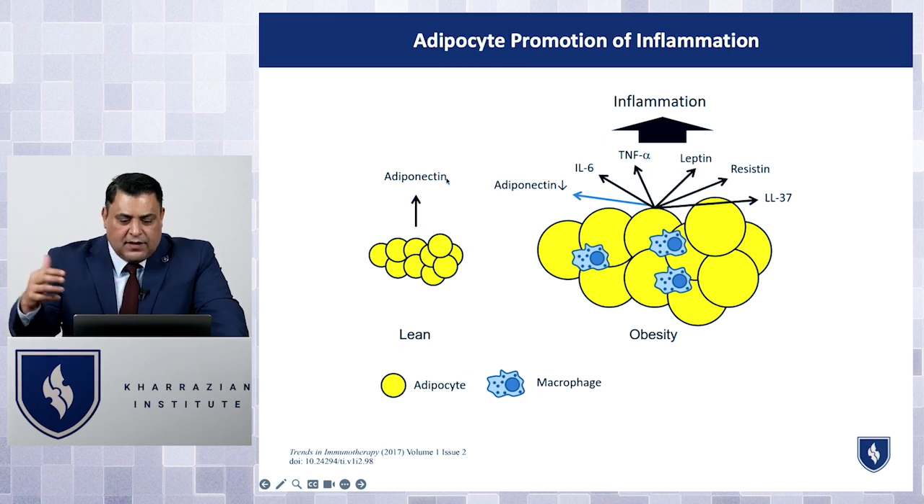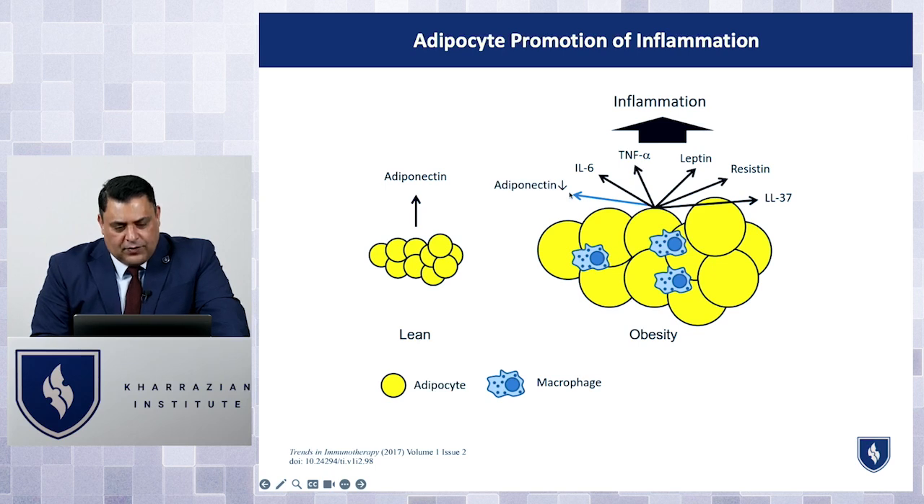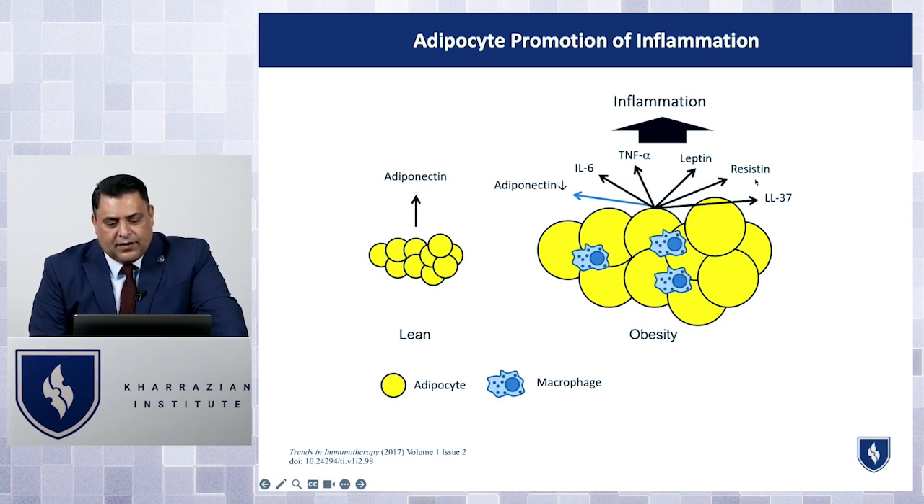Now, with obesity, when there's increased body fat, when these adipocytes enlarge, the adiponectin levels go down, which promotes further insulin dysregulation. And then these adipocytes actually produce inflammatory mediators. So the body fat creates inflammation itself. IL-6, TNF-alpha, leptin, another adipokine called resistin, LL37, and then these cause systemic inflammation throughout the body, and they can play a role in promoting inflammation.